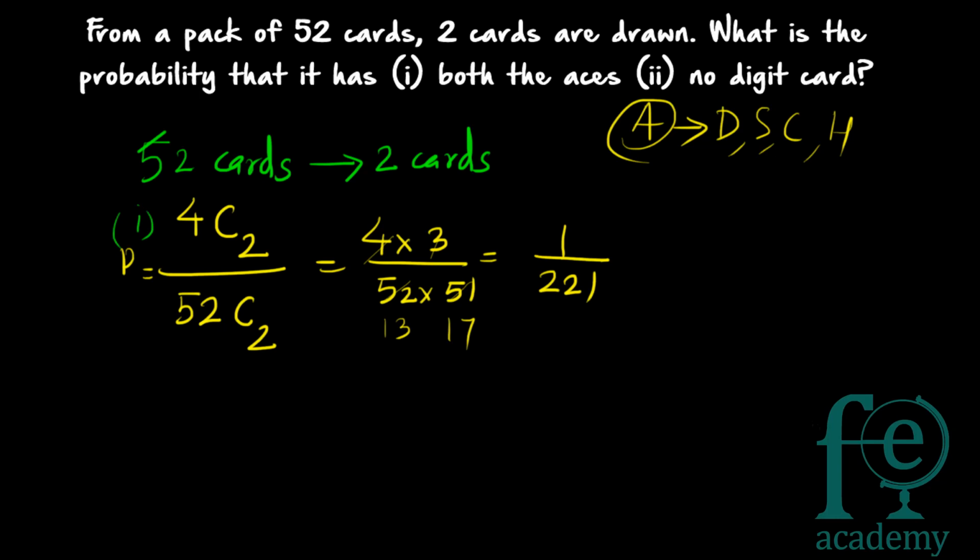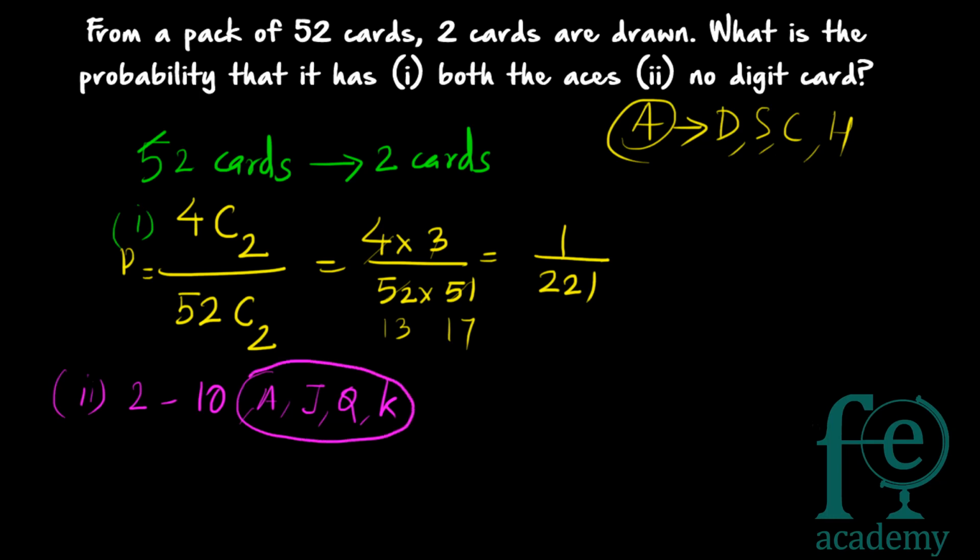Now the second question, what is the second question? No digit card. You know playing cards have digits from 2 to 10. Then one ace, then one jack, queen and king. So 4 cards will be no digit cards. Out of 13 cards available in each group, 4 cards will be no digit cards. There won't be any digit. There will be only letters: jack, queen, king and ace. So 4 cards from each group. You have totally 4 groups and 4 cards from each group. So your total number of favorable outcomes will be 16.